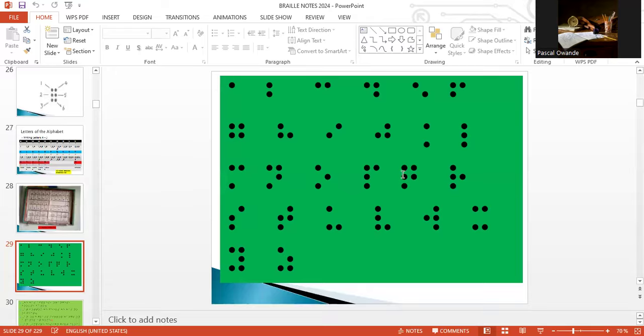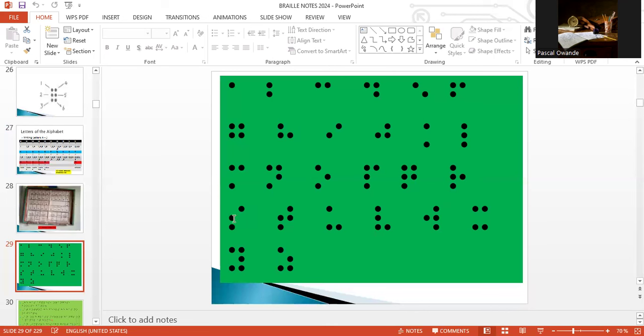Followed by letter Q, dot 1, dot 2, dot 3, dot 4, dot 5. Followed by letter R, dot 1, dot 2, dot 3, dot 5.